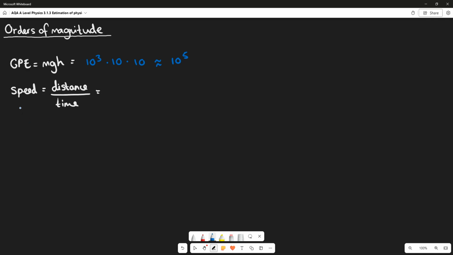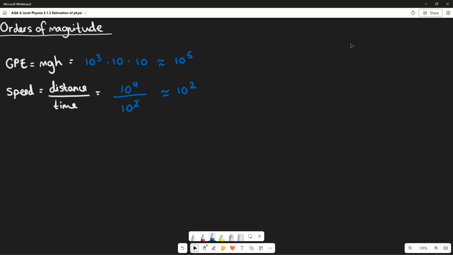And the same thing we can do with speed. If we know that the distance travelled is, for example, 10 to the power of 4, and the number of seconds is, say, a couple of hundred seconds maybe, then we can use our understanding of algebra to cancel and give a prediction. Okay? So that is how we would use orders of magnitude to make predictions about what our answers are going to be for a calculation.